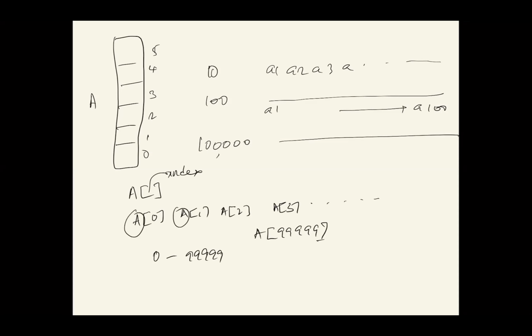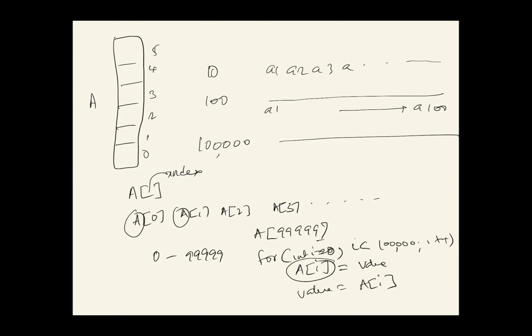Now, assuming I want to access this, the easiest way is to go for I equal to 0, I less than 1000, I plus plus, and then we can access with I. So if I want to put a value in there, I can say A[I] equal to whatever value I need. Or if I want to read a value, I can say value is equal to A[I]. So this basically makes it easier. Going through a for loop, you can easily populate this.